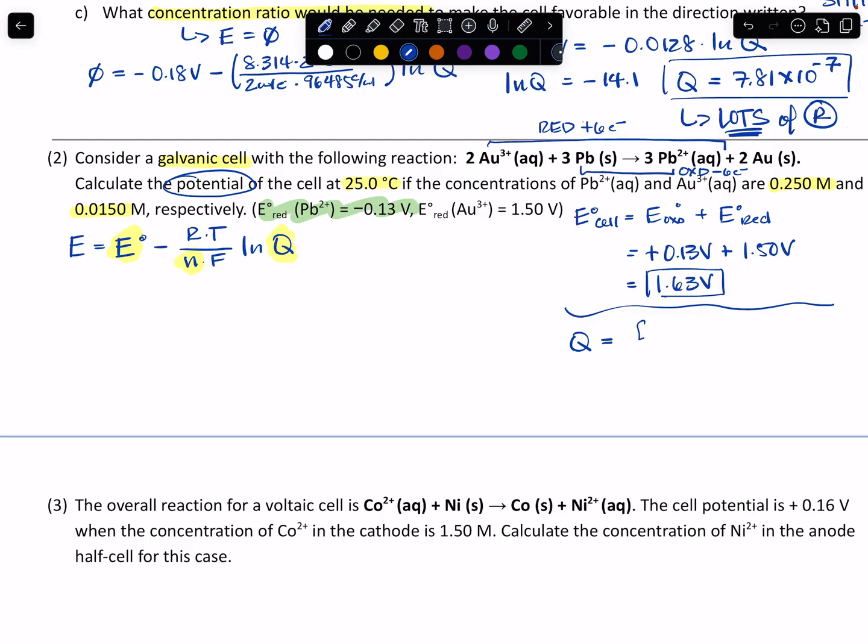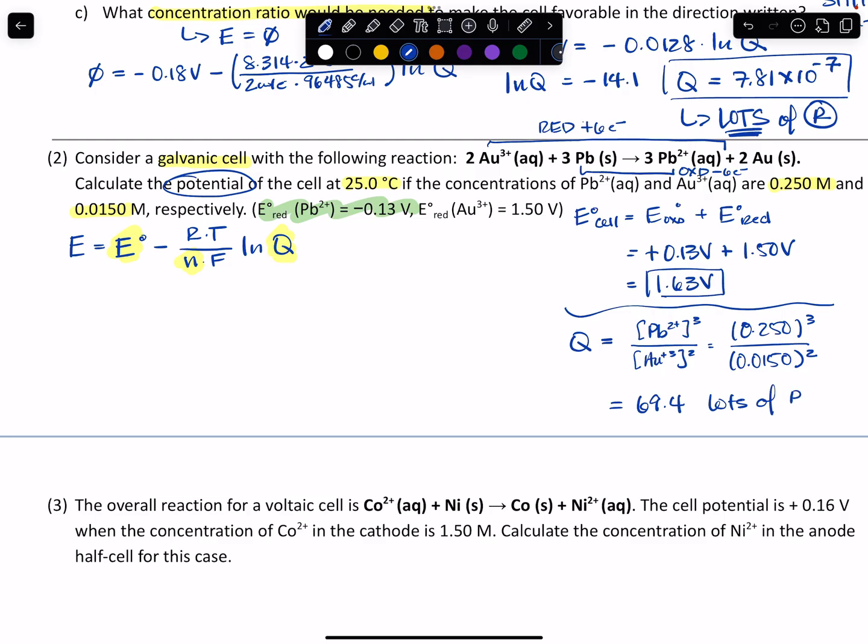Q is going to be the concentration of lead ions cubed divided by the concentration of gold ions squared. So we have 0.250 cubed over 0.0150 squared. We plug that into our calculator and we get a Q value here of 69.4. So lots of products are present in these beakers.